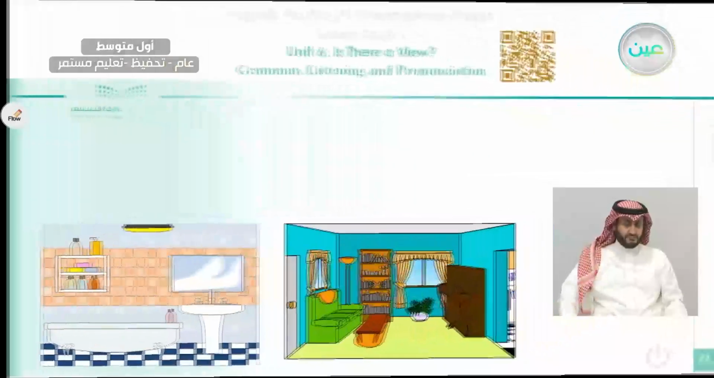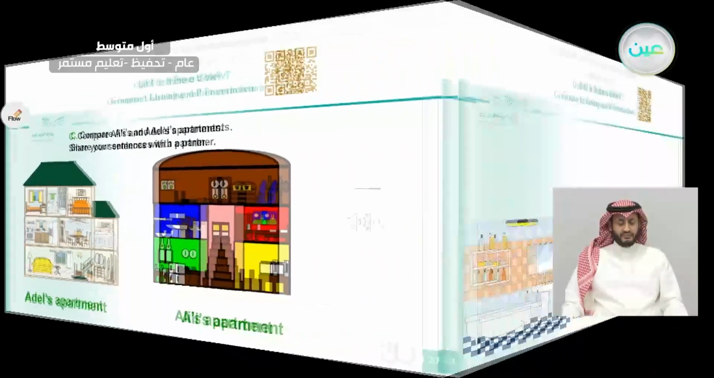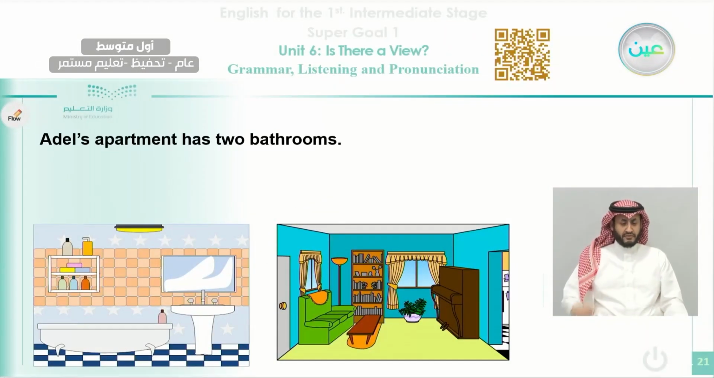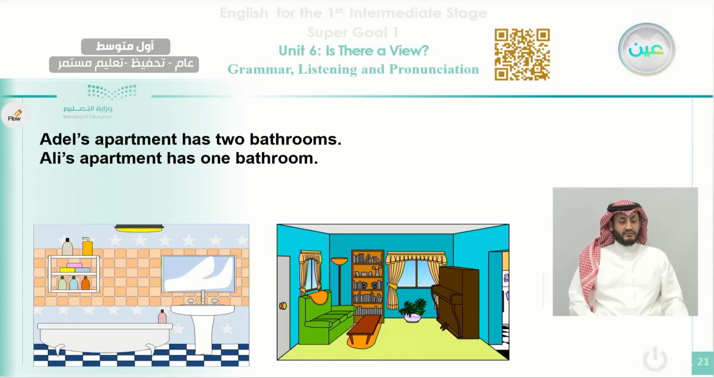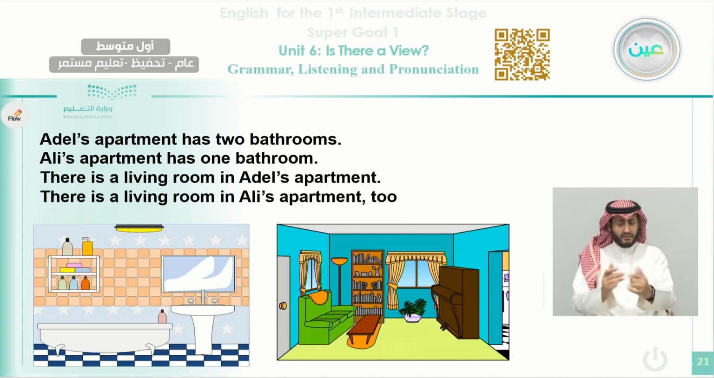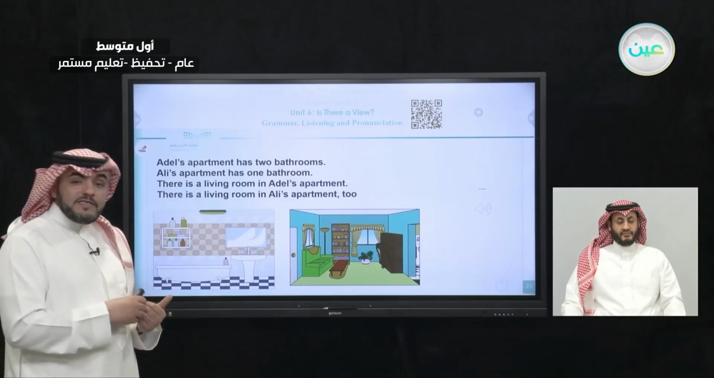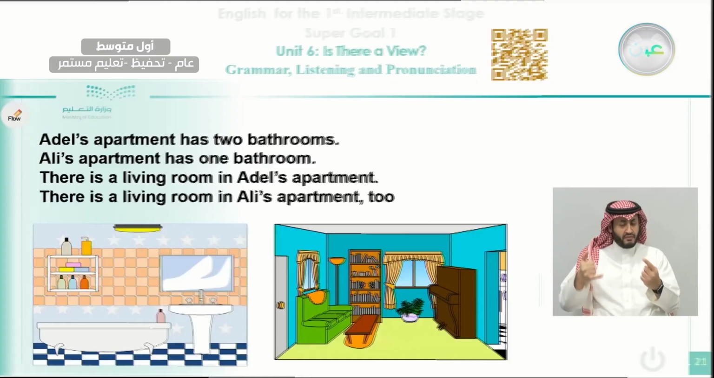Now we give you some more examples about Adil's and his friend Ali's apartment. Number one, Adil's apartment has two bathrooms. So there are two bathrooms. And Ali's apartment has one bathroom. We can also say there is a living room in Adil's apartment, and there is a living room in Ali's apartment. You can say there is, there are, or you can use it in another way: it has. Adil's apartment has two bathrooms. Ali's apartment has one bathroom, and so on.